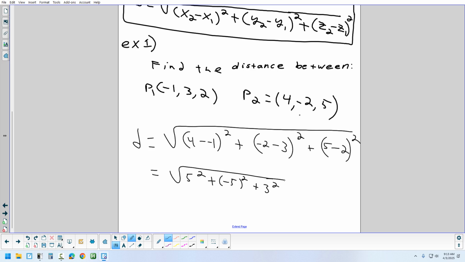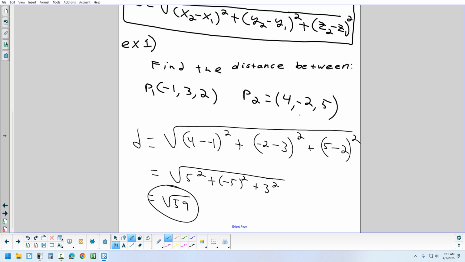Plus 3 squared. So as an exact answer, what am I going to get for the distance between those 2 points? Yeah, right? Root 59. Yep, square root of 59. Okay. And that's the distance between the 2 points.